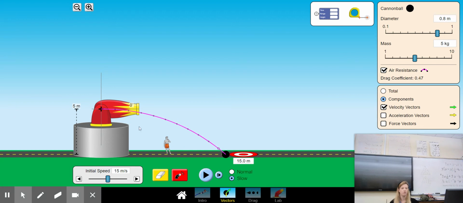Okay, so now let's watch what happens when I launch this at some angle. So do you think that there's going to be any initial vertical velocity? There wasn't when we launched it straight to the side. What do you think? Let's see.